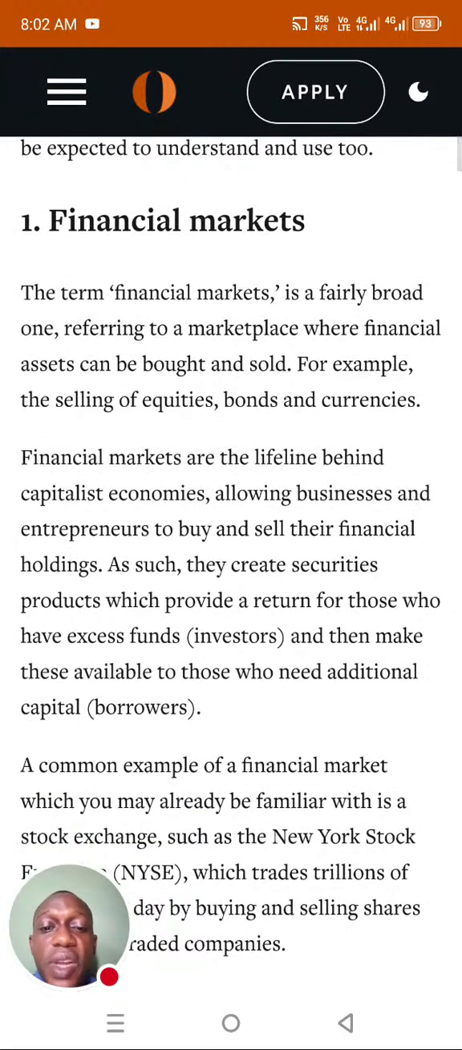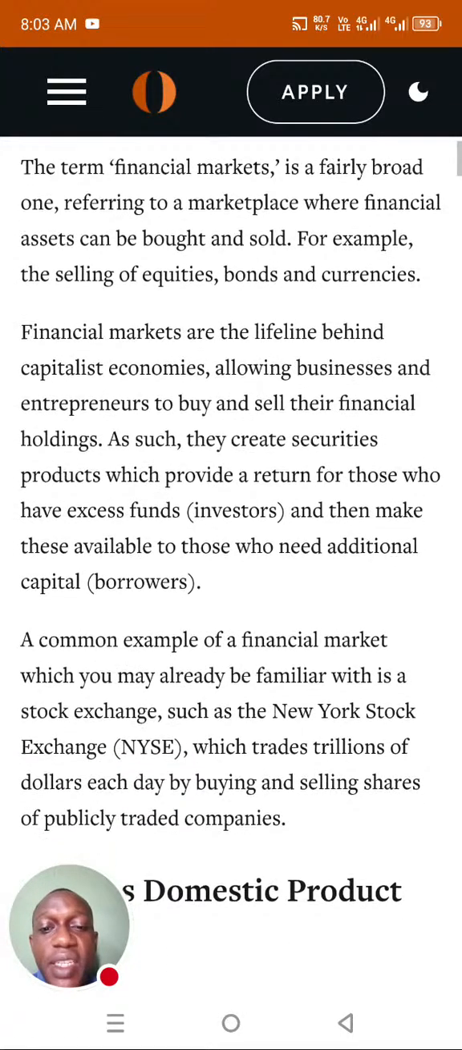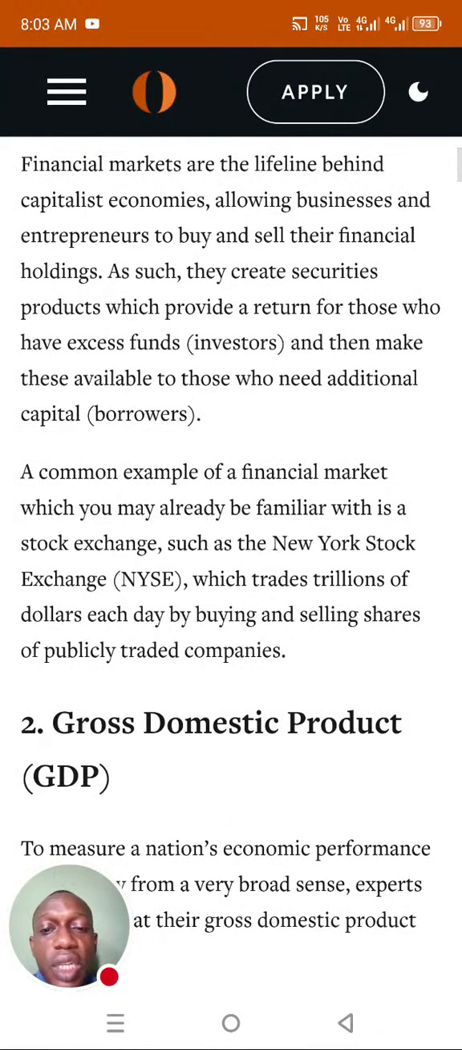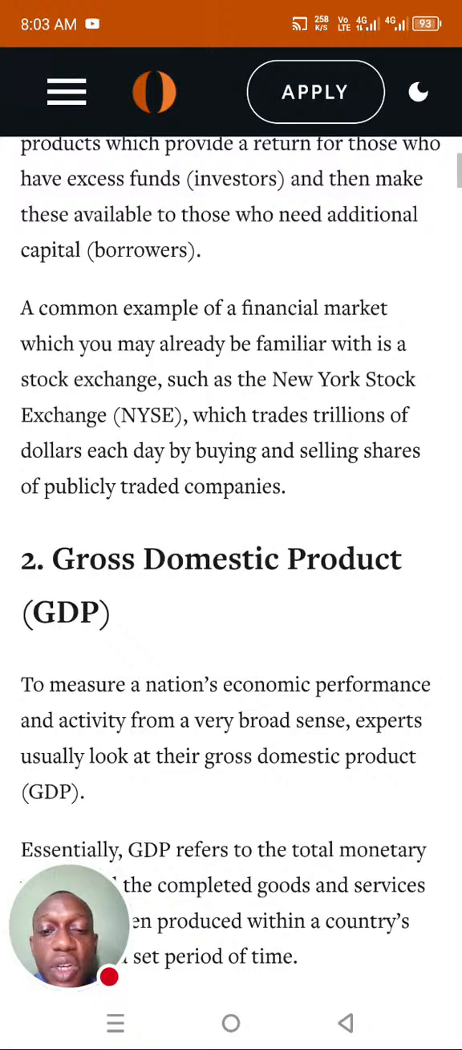Now, financial markets, okay, they are the lifeline behind capitalist economies, allowing businesses and entrepreneurs to buy and sell their financial holdings. As such, they create security products which provide a return for those who have excess funds. Please, if I'm too fast, you can pause this video or rewind. Okay, so excess funds from the investors, and then make this available to those who need additional capital. Those are the borrowers. So you can see this. Okay, the stock market of New York is the example there.